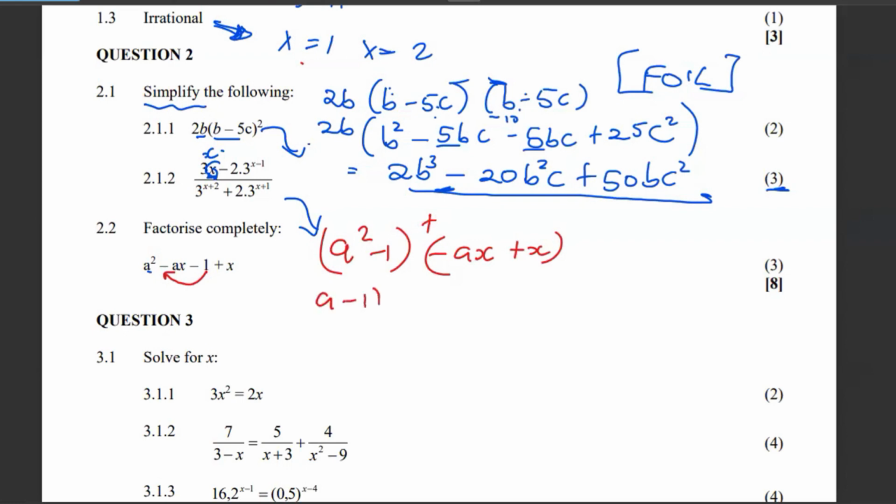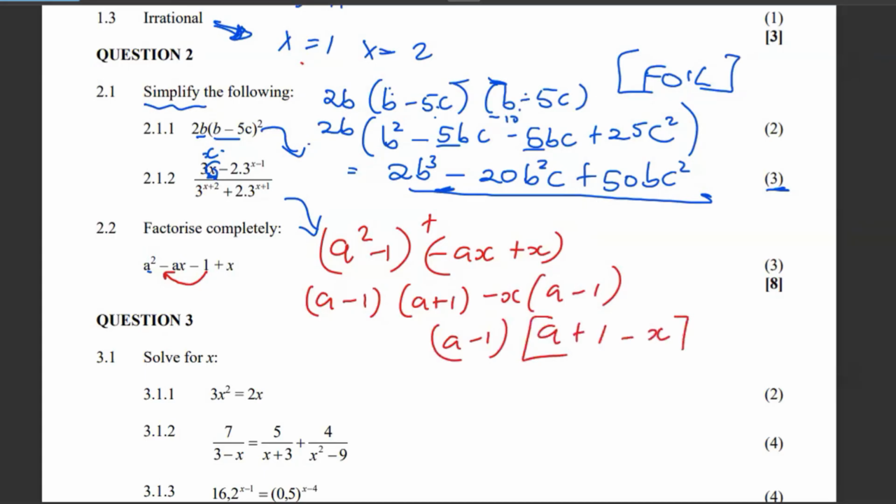Now that this is a minus 1, a plus 1. Okay, plus what's common here is the x, but I'm going to take out a negative x so that I can have a positive a. So negative x comes out, I have a minus 1. So if a minus 1 is common, okay, then I'm going to have a plus 1 minus x. And then this becomes our final answer.